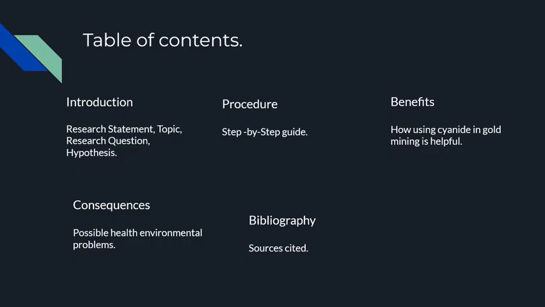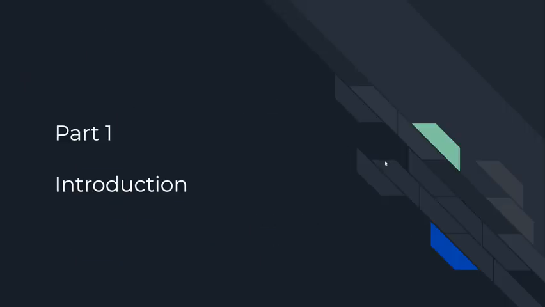First we have our introduction with our research statement, our topic, our research question, and the hypothesis. Next we have our procedure with a step-by-step guide on how cyanide is used in gold mining. Then we have the benefits of how cyanide is helpful when mining for gold. Then we have the consequences for possible health and environmental problems. And then we have our bibliography with our sources cited.